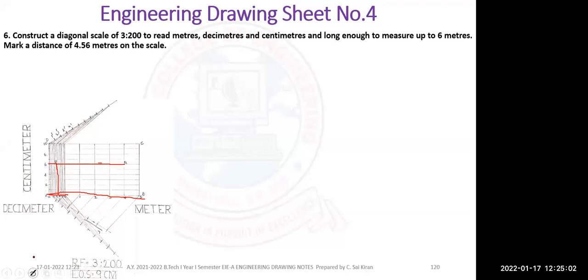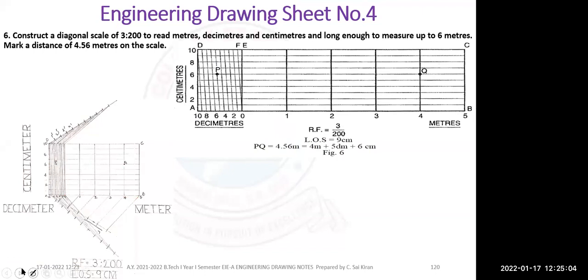You can mark. Okay. Any doubts, you can unmute and ask. This is the sixth question. So you have to draw plain scale 2 problems and the diagonal scale 1 problem. Any doubts, you can unmute and ask.